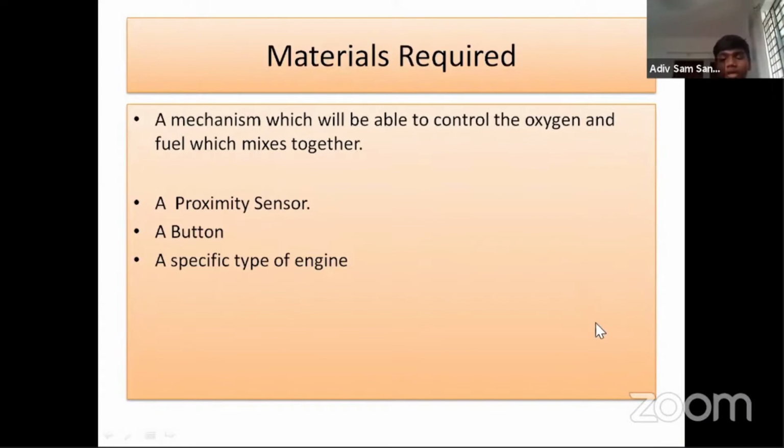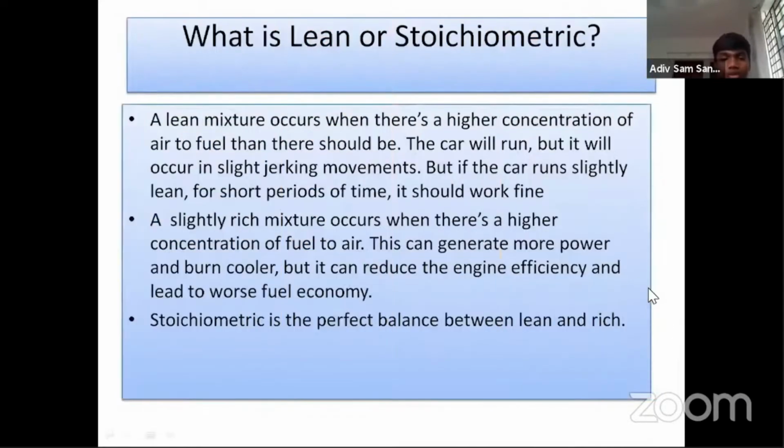So now most of you will be confused about what lean and stoichiometric are. So I'll talk to you about it. A lean mixture occurs when there's a higher concentration of air than fuel. The car will be fine, but it will result in a lot of jerking movements, a lot of popping, and a lot of engine drawbacks. A stoichiometric mixture is the perfect balance between a lean mixture and a rich mixture.